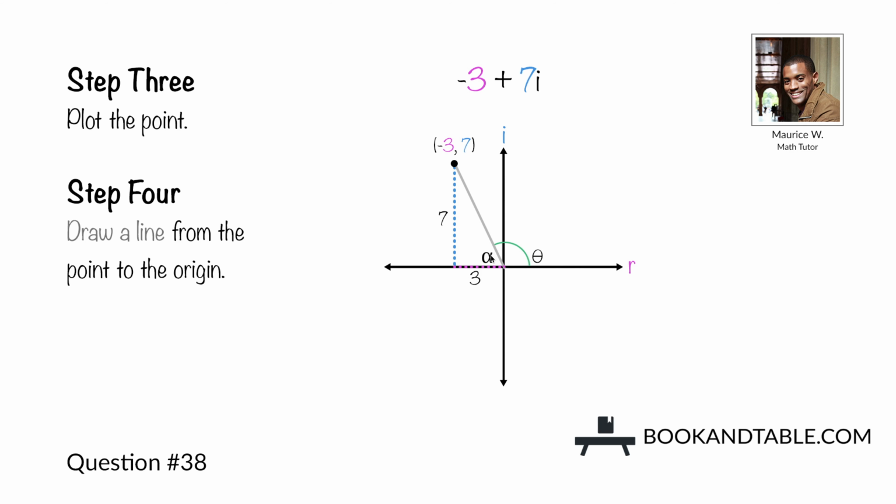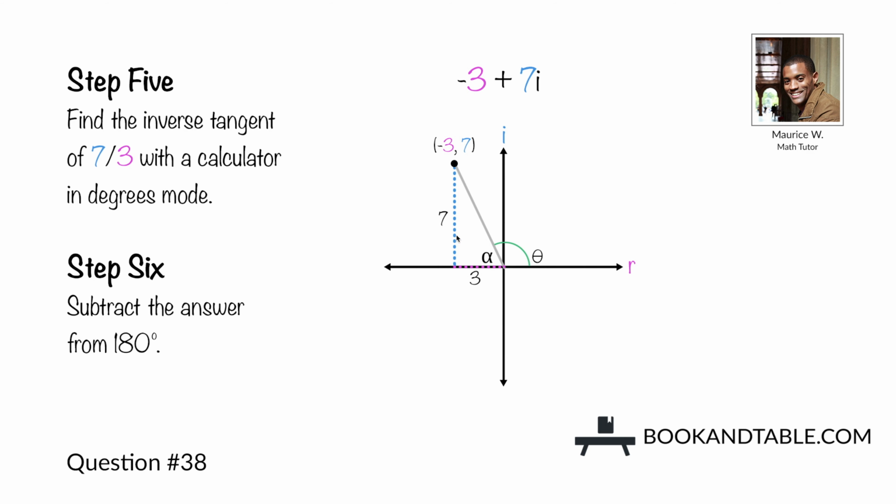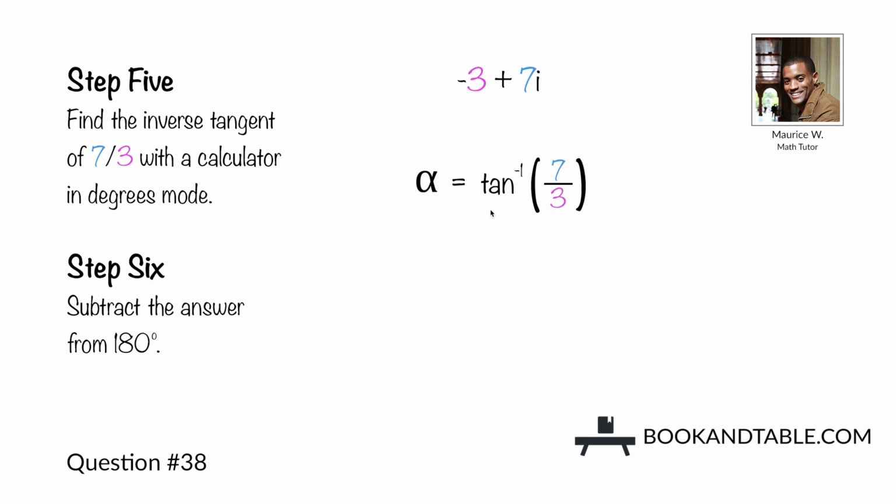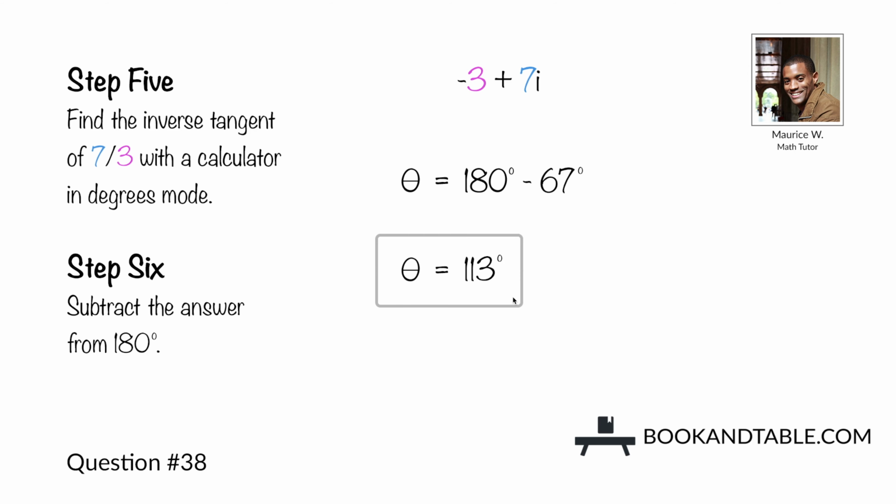So the inverse tangent of the alpha angle is equal to the inverse tangent of 7 over 3. So if we plug that into a calculator in degrees mode, we'll find out the alpha angle in degrees. So the inverse tangent of 7 over 3 shows us that the alpha angle is equal to 67 degrees. We'll now subtract that from 180 degrees, giving us our argument, or theta, is equal to 113 degrees.